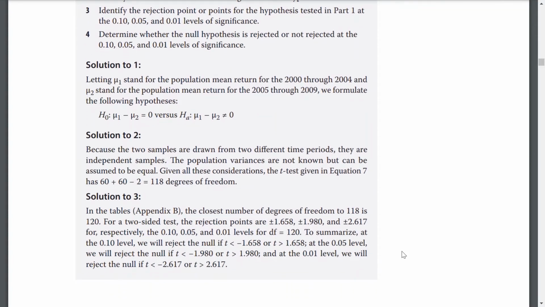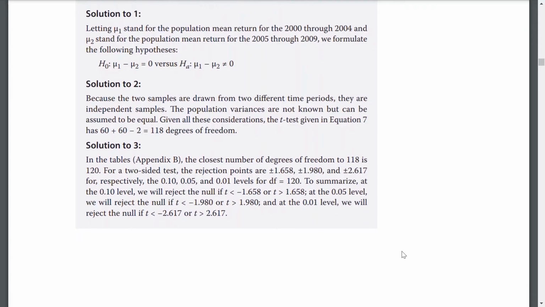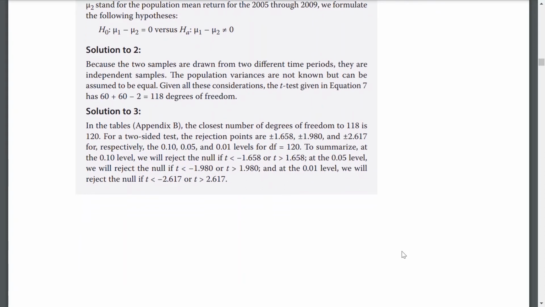The population variance is not known but can be assumed to be equal. Given all these considerations, the t-test given in equation 7 has 60 plus 60 minus 2, which is 118 degrees of freedom. Solution to 3: in the table in Appendix B, the closest number of degrees of freedom is 120 for a two-sided test.